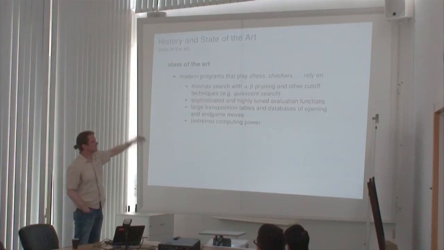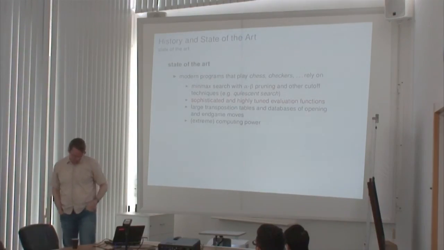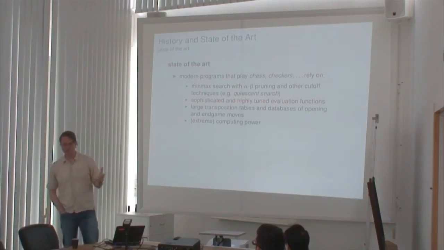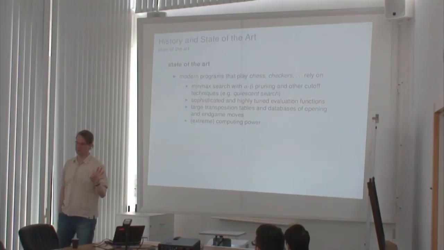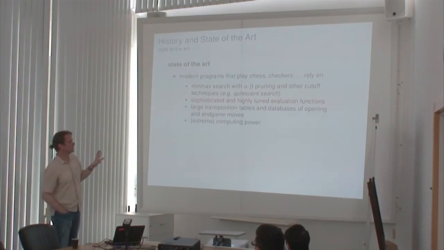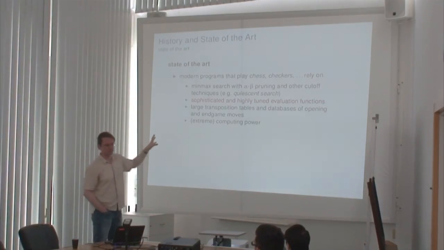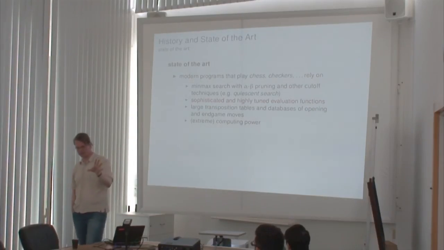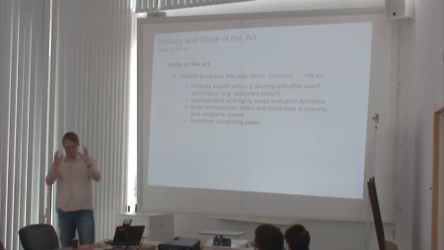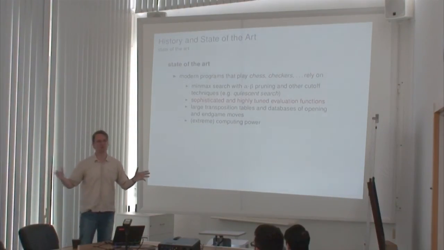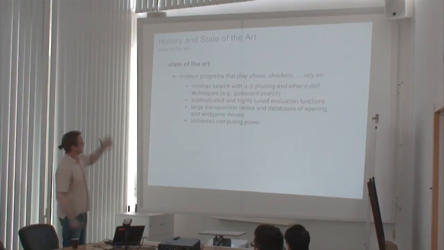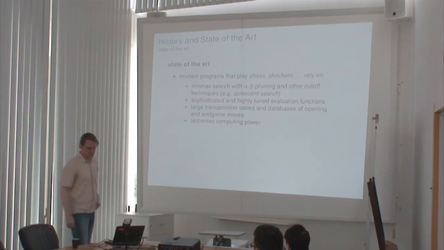And I marked it in red because all of the programs out there that play computer chess use highly tuned evaluation functions. And they all depend on these transposition tables we discussed at the beginning of today's lecture. They all have databases of opening and endgame moves, and once they reach a state that is in their lookup tables or databases, they stop computing and look up what will happen from there. No computations anymore. And with all of this, they still require extreme computing power.